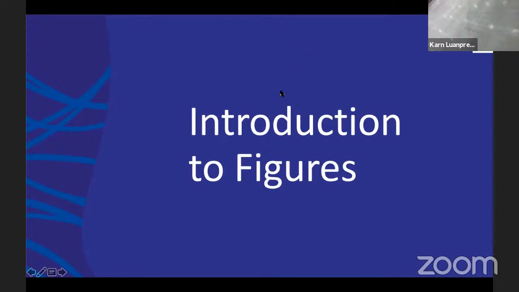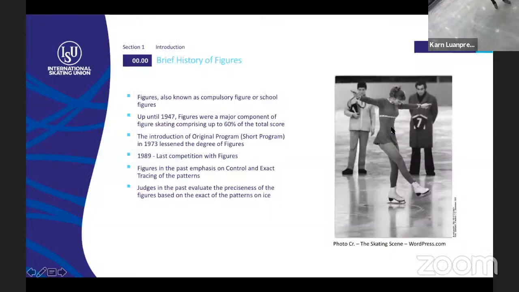Now a very, very brief history on figures. I know this isn't extensive, but just so you have an idea of where we're coming from. Figures, also known as compulsory figures or school figures, were patterns made on the ice from which figure skating derives its name. Figures were a major component of figure skating, both in the learning of skating and competitions, comprising up to 60% of the total score for 50 years up until 1947. Figures continued to be of importance, but to a lesser degree, especially with the introduction of the original program, now known as the short program, in 1973. Figures were last included in competition in the 1989 season, but continued to be taught and used as a tool for teaching basic skating skills.